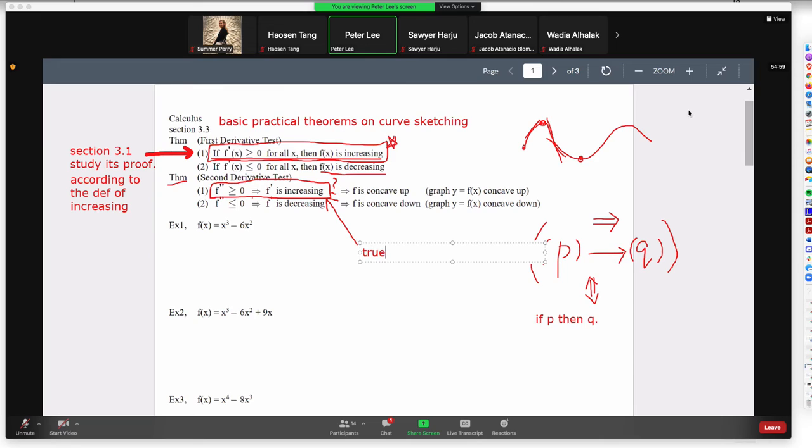Is that true? Now, how do you know that this is true? How? Can you tell me why that is true?